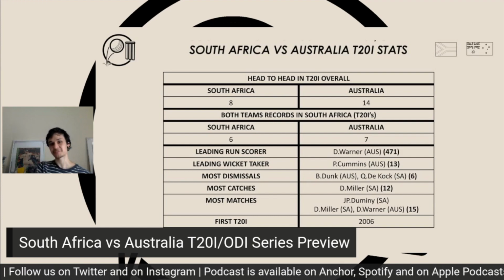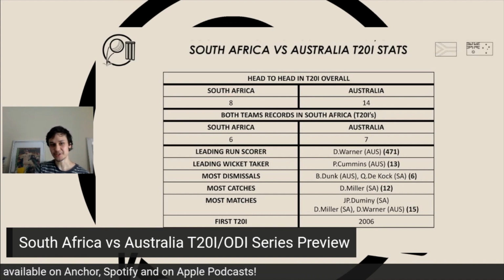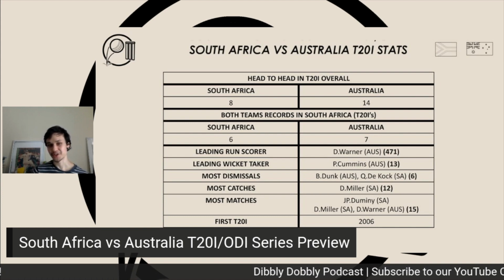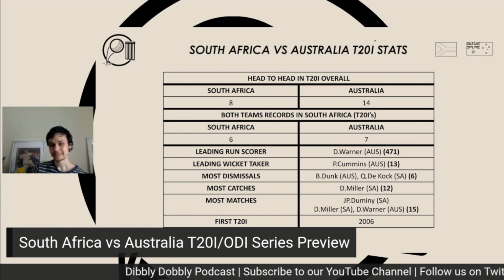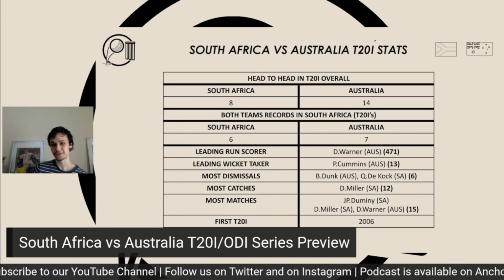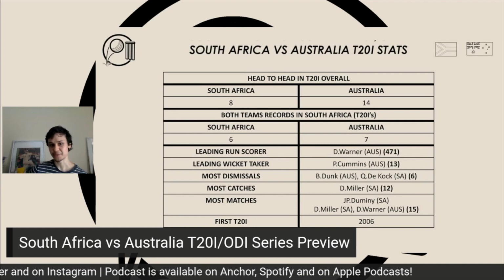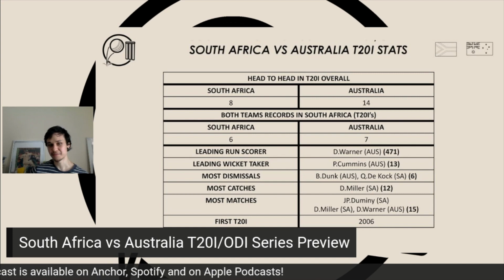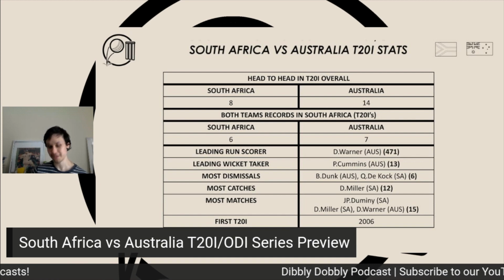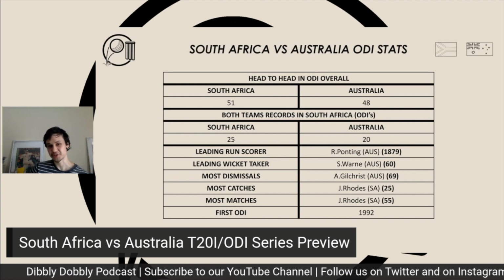Let's have a look at some of the stats between South Africa and Australia in T20 cricket. First of all, head-to-head in T20s overall: South Africa 8, Australia 14. Both teams' records in South Africa in T20 cricket: South Africa 6, Australia 7. Leading run scorer is David Warner with 471. Leading wicket taker is Pat Cummins with 13. Most dismissals, Ben Dunk and Quinton de Kock with 6. Most catches, David Miller with 12. Most matches, JP Duminy, David Miller and David Warner with 15. And the first T20 that South Africa and Australia played was back in 2006.